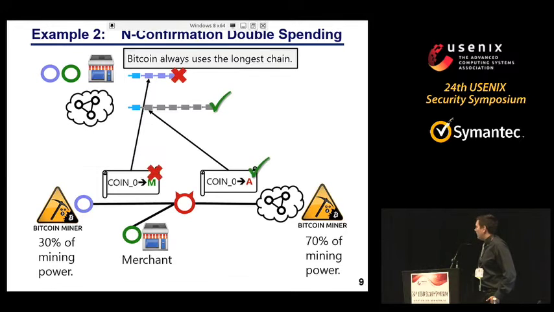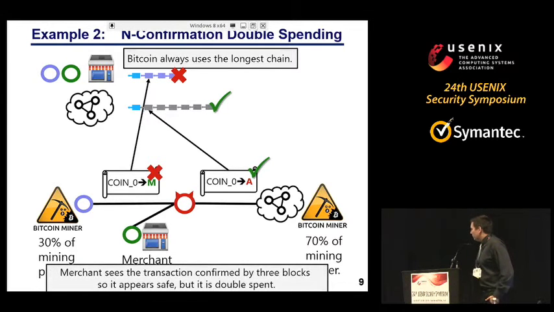And then the attacker starts relaying blocks again, and all of a sudden this blockchain is no longer valid. It's thrown away. The transaction to the merchant is thrown away, and the attacker gets the money back. So the merchant thought they saw a transaction. The merchant, in fact, did see a transaction confirmed in this example by three blocks. So the merchant thought it was safe, but because of the eclipsing, the merchant was unaware that it was unsafe, and the attacker was able to perform double spending.